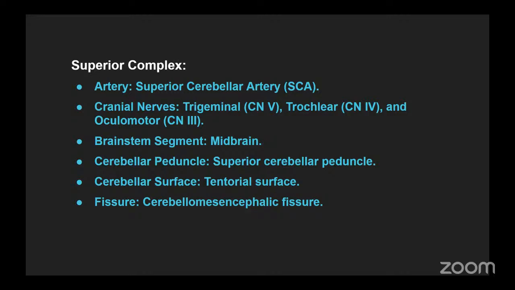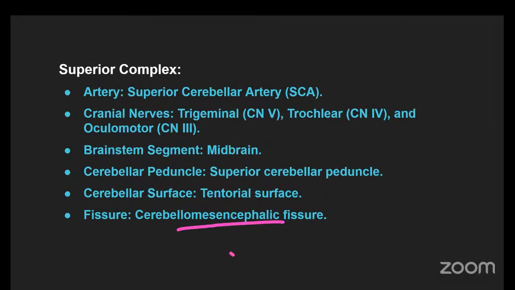Superior cerebellar artery, cranial nerves 5, 4, and 3, they were a part of the superior complex. And obviously, the most superior portion of the brainstem is going to be midbrain. So that is a part of the superior complex. Superior cerebellar peduncle, easy to remember, and the superior surface of cerebellum, which is the tentorial surface, right? And then the cerebello-mesencephalic fissure. Mesencephalic means that this is concerned with the midbrain. It's easy to remember if you know, you end up confusing the structures.